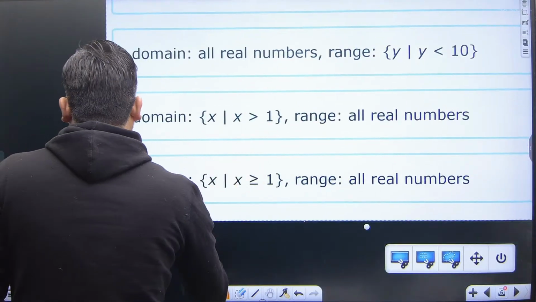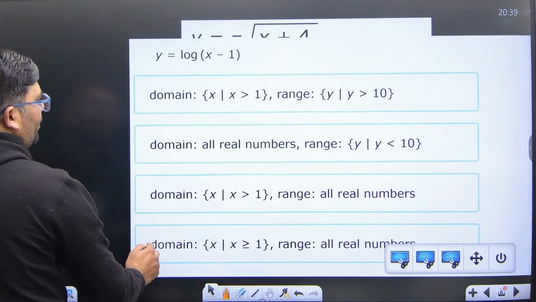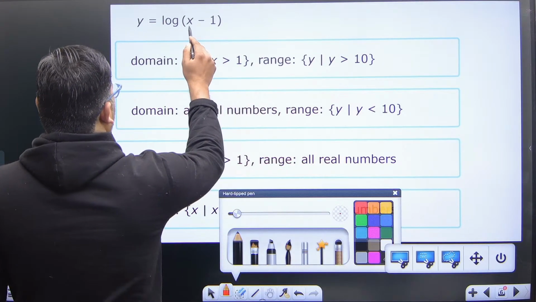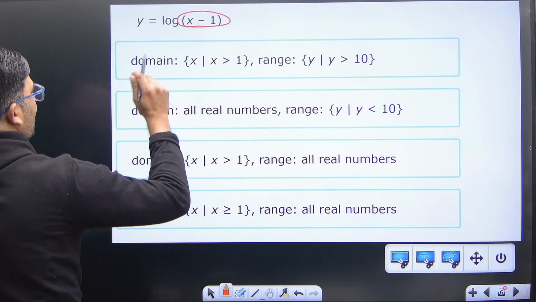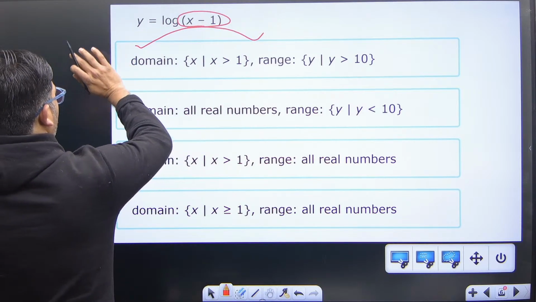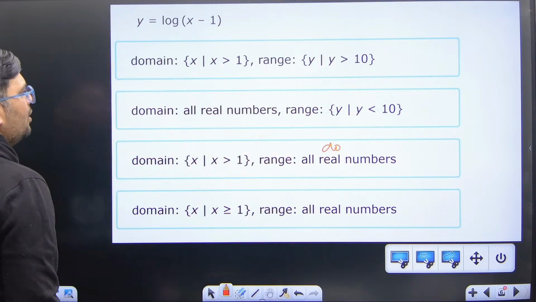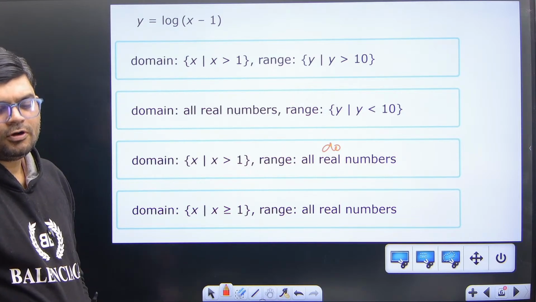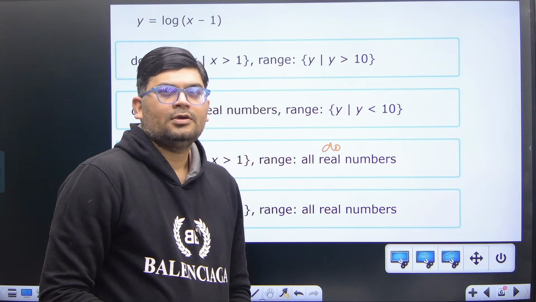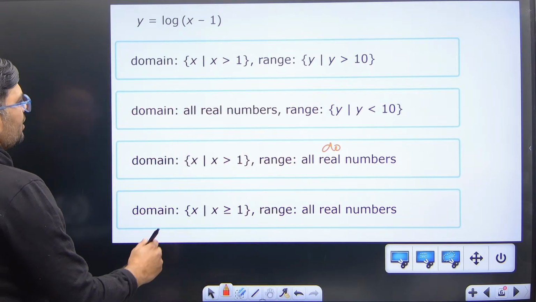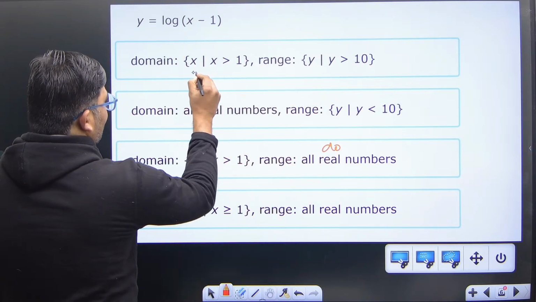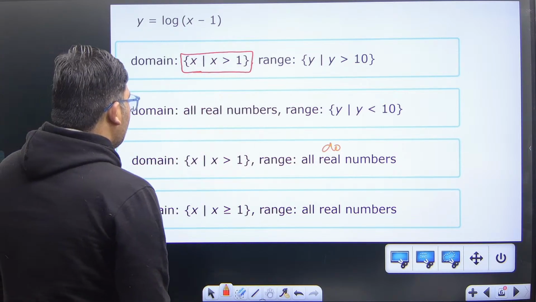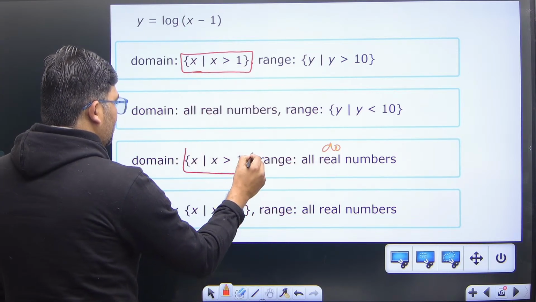First of all, you have to understand that the negative of a log is not allowed. This can't be negative. Are you getting it? So x should always be positive, and log of 0 is also not allowed. So that means x must be greater than 1. This is the domain. So x is greater than 1 here as well.